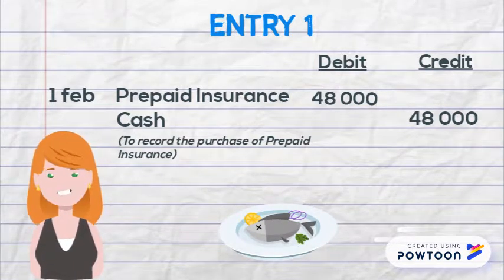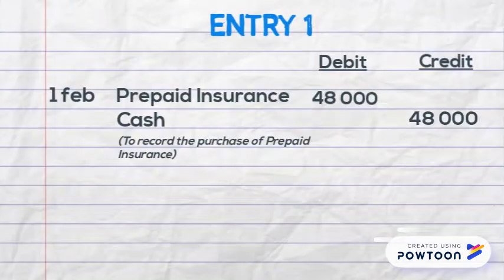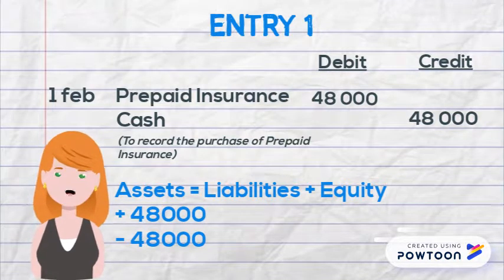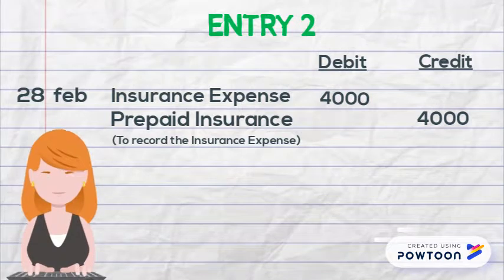This is to demonstrate that the company's cash is decreased by the amount of insurance bought, offsetting the increase and decrease in assets. Now, at the end of February, the company has used 1 month worth of its insurance, which equals $4,000.